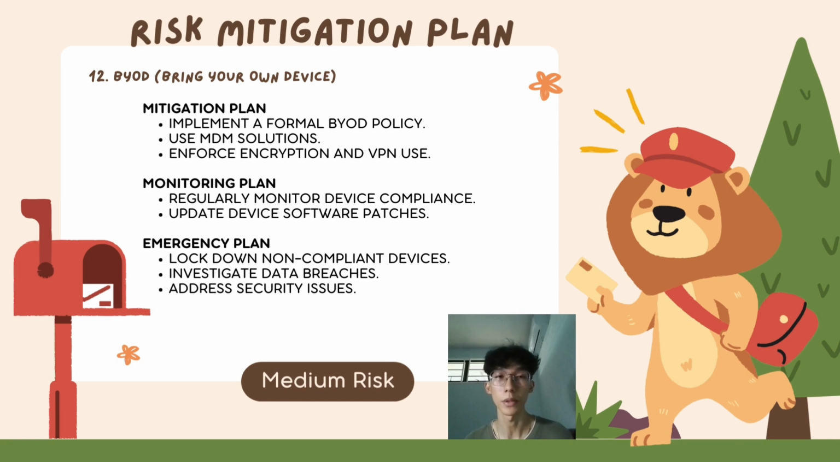The fifth medium risk is BYOD, bring your own device, which means permitting personal devices within the workplace introduces various security risks, potentially compromising sensitive organization data. In order to mitigate this risk, the company shall implement a formal BYOD policy outlining security requirements for employees to follow, and also utilize a mobile device management (MDM) solution to enforce these security policies and maintain control over personal devices. Next, the company must ensure encryption and strong authentication on personal devices and require the use of a virtual private network (VPN) for remote access to secure data transmission.